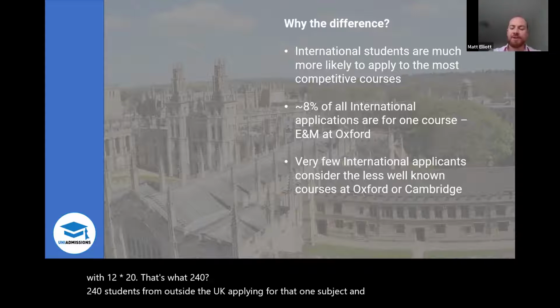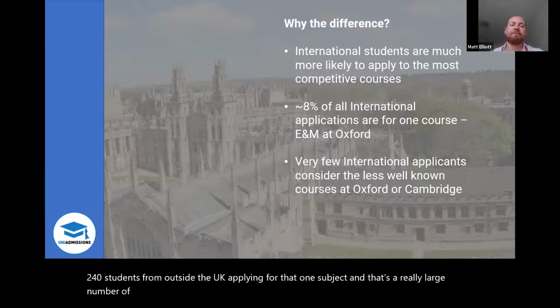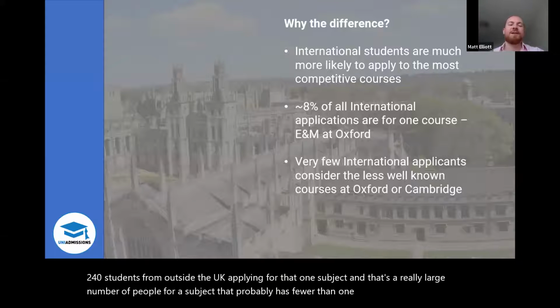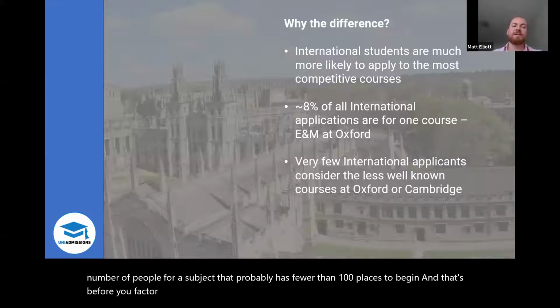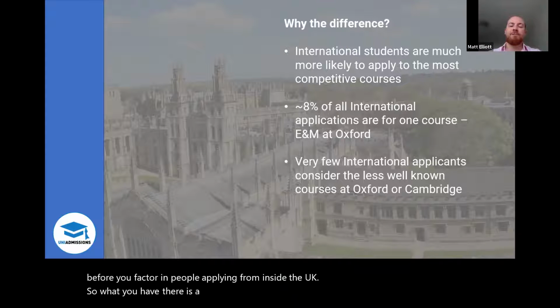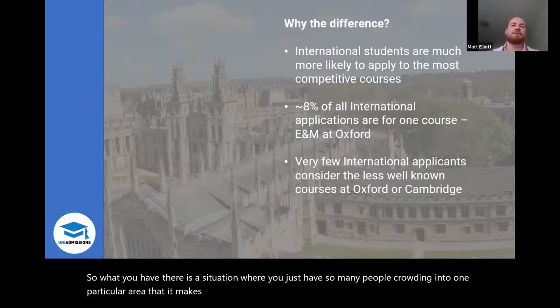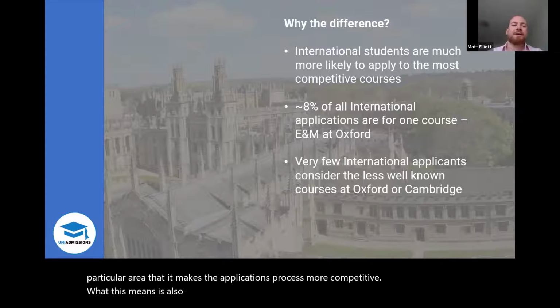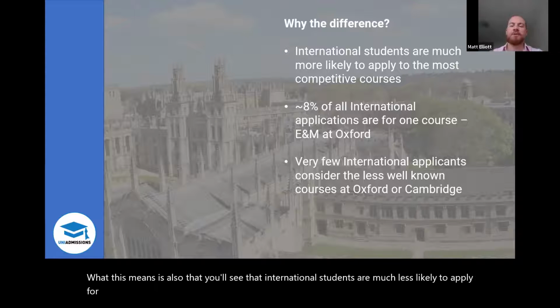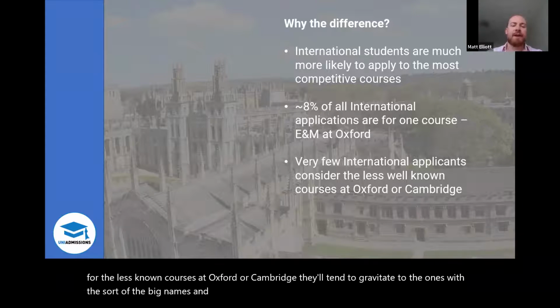And that's a really large number of people for a subject that probably has fewer than 100 places to begin with. That's before you factor in people applying from inside the UK. So you have a situation where so many people are crowding into one particular area that it makes the application process more competitive. What this also means is that international students are much less likely to apply for the less well-known courses at Oxford or Cambridge. They tend to gravitate to the ones with the big names and the big reputations.